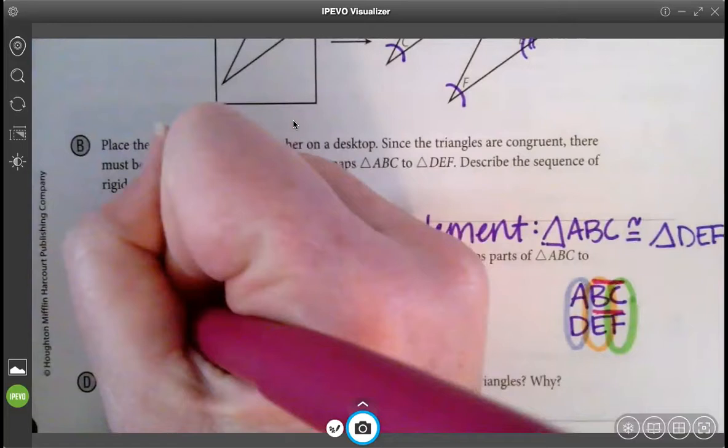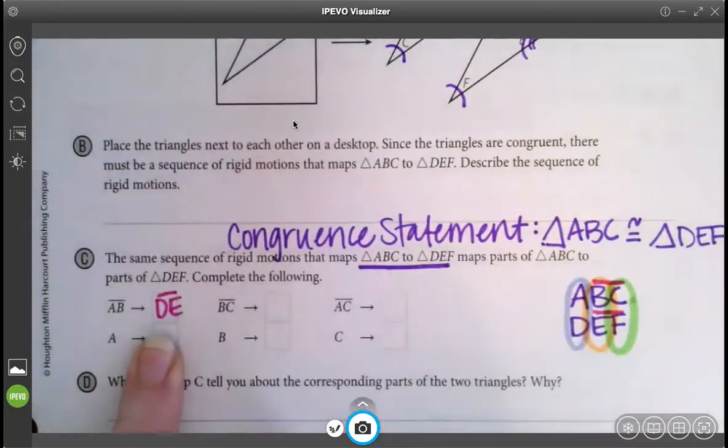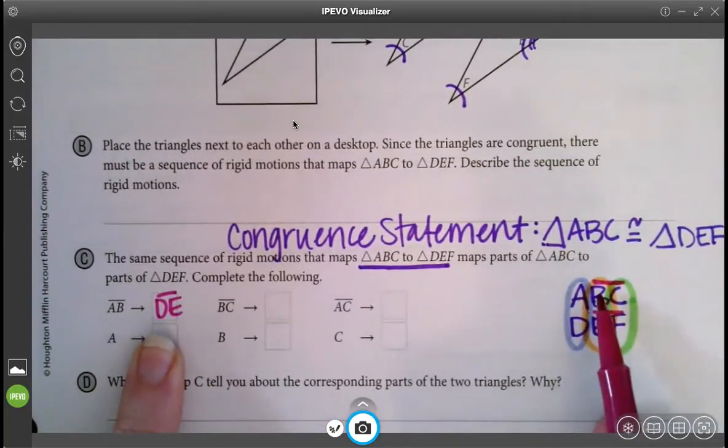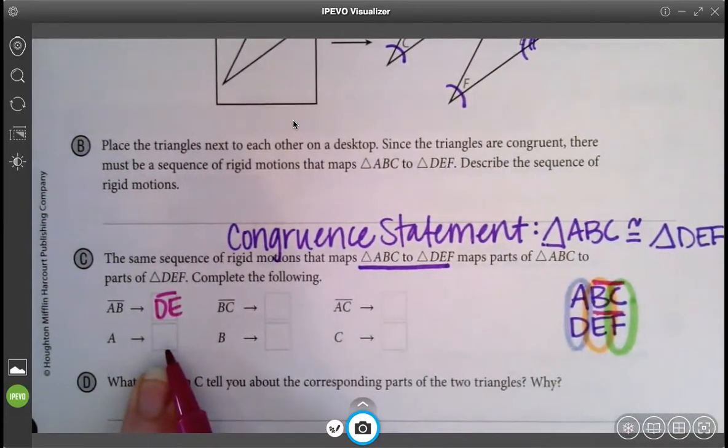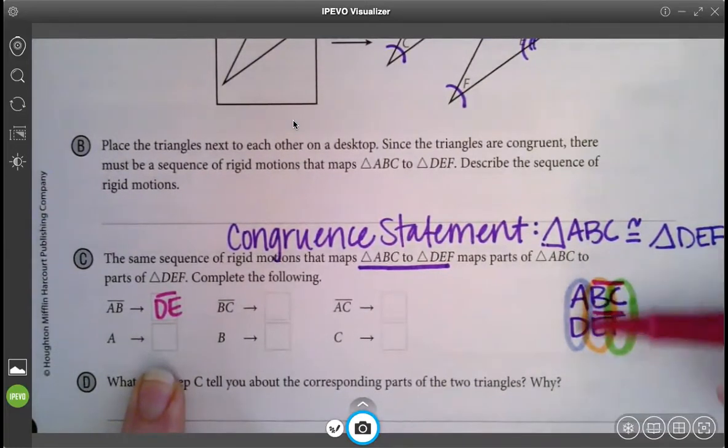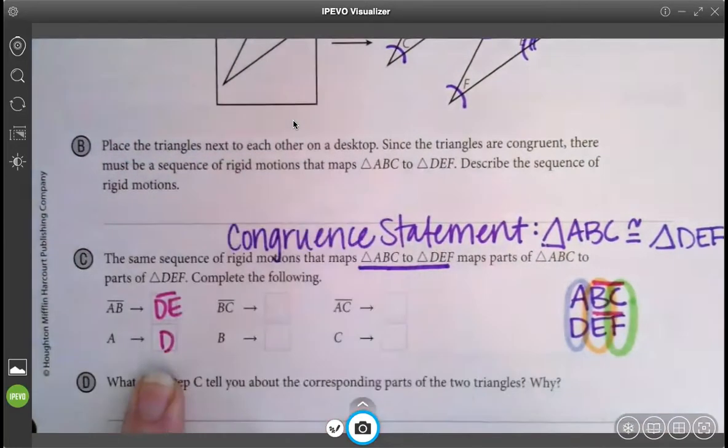Good, DE. And we know that because A and B are the first two letters of this triangle. D and E are the first two letters of this triangle. Corner A would go with what corner on the other one? Yeah, D. They're just stacked up right there. So A must go with D if they're in the first position.